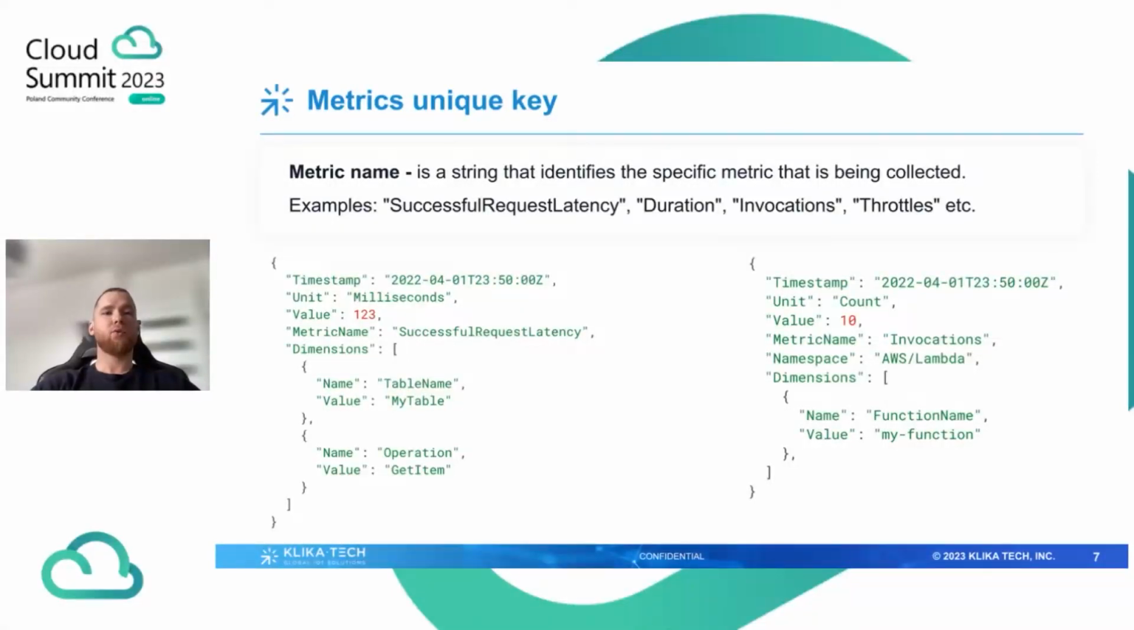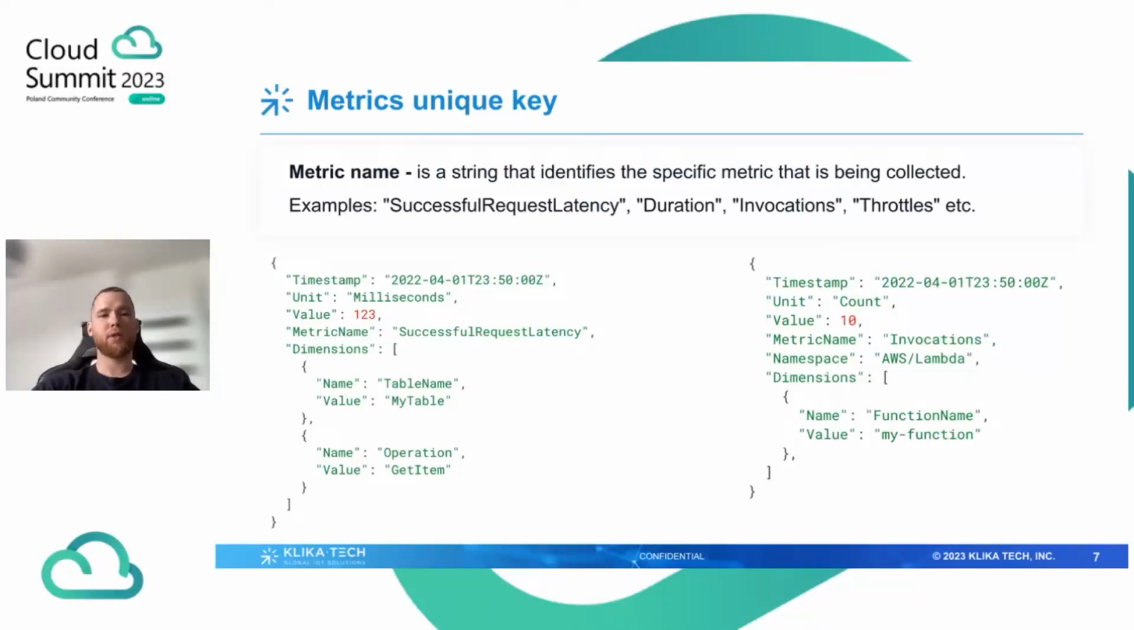And let's start by getting to know one of the most important aspects of CloudWatch, metrics. Metrics are data about the performance of your systems, which are sent by AWS services to Amazon CloudWatch. In CloudWatch, metrics are uniquely defined by a combination of a name, a namespace, and 0 or more dimensions. The metric name is a string that identifies the specific metric that has been collected, such as successful request latency or duration. On this slide, you can see examples of metrics in JSON format reported by CloudWatch.